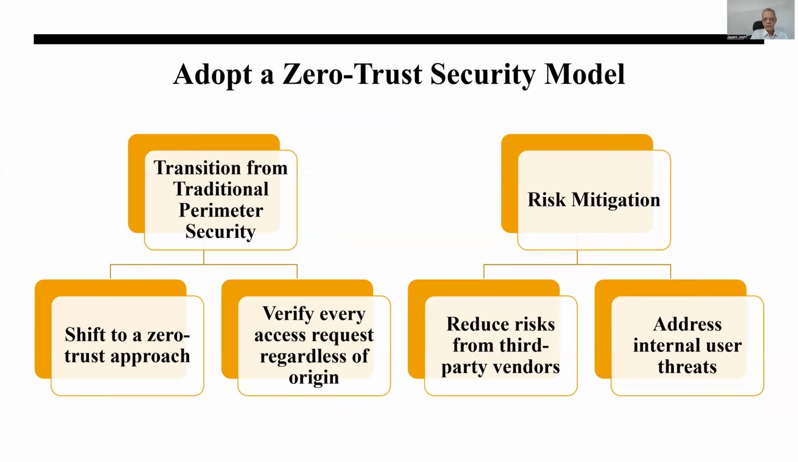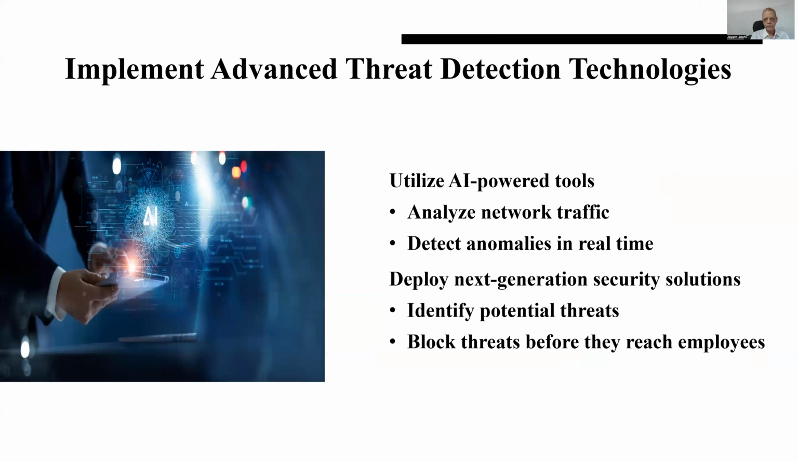Now, how to adopt a zero trust security model? When you are transitioning from traditional systems to a new perimeter security, we have to shift to a zero trust approach and verify that every access request, irrespective of its origin, should be tested as per the guidelines or strategies which have been designed for the cybersecurity system. Risk mitigation is there, reducing the risk from third-party vendors, which has to be considered, and that should also address internal user threats.